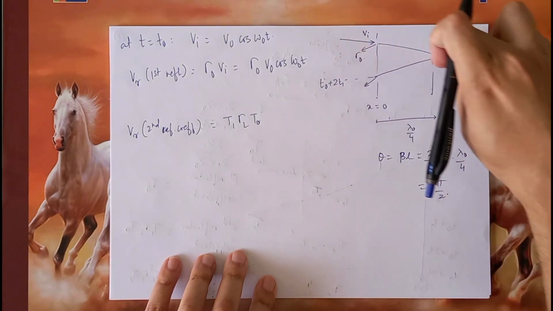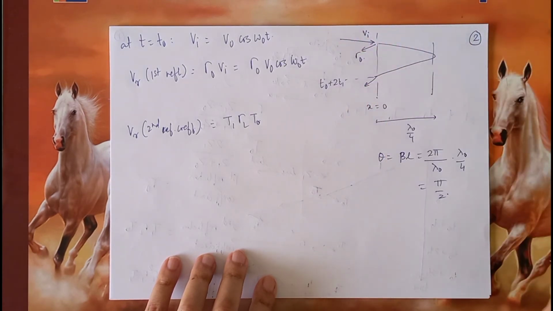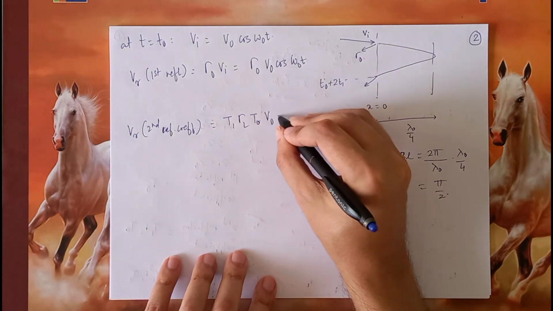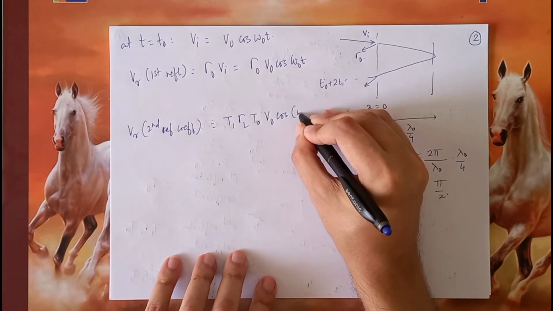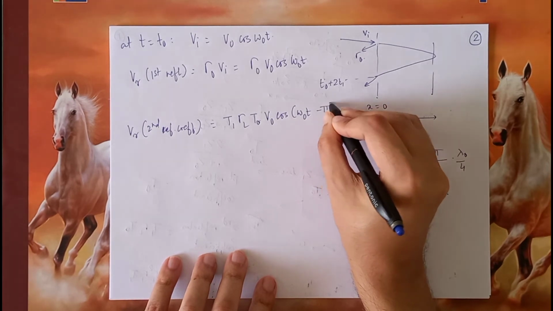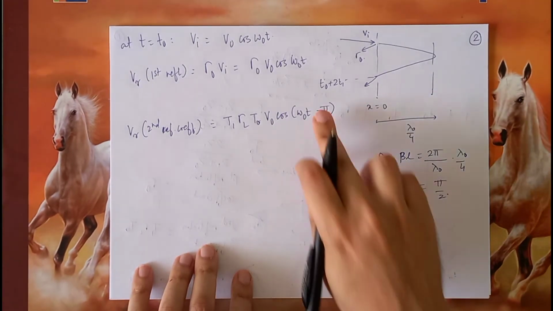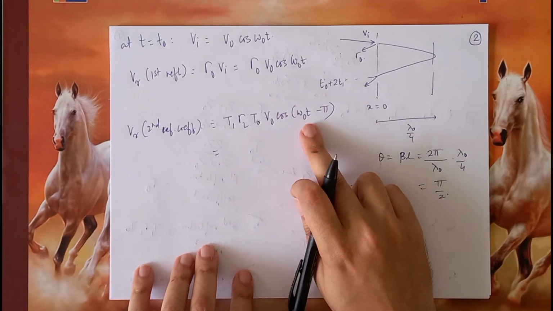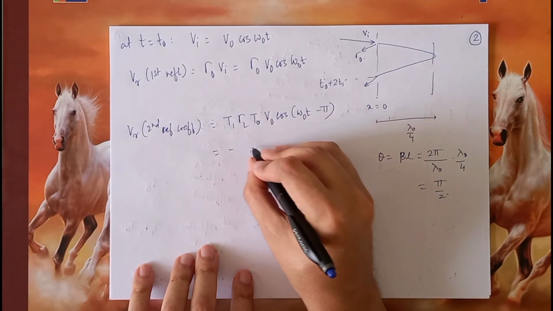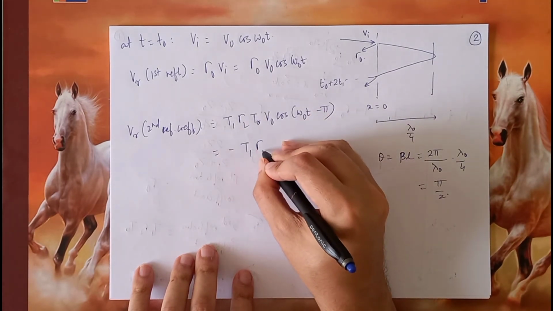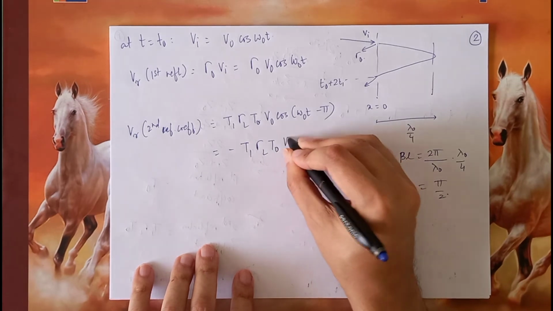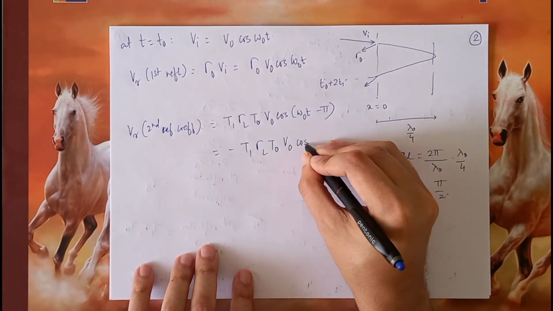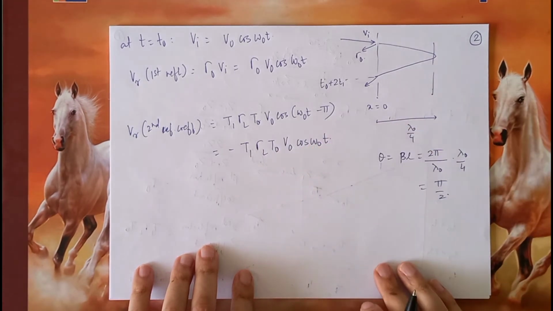So going here and coming back means pi by 2 plus pi by 2, which makes the phase 180 degrees or pi radians. So therefore the voltage will be V0 cos omega 0 t minus pi. Using the trigonometric identities, this will become a minus cos. So what we get is minus T1 gamma L T0 V0 cos omega 0 t.